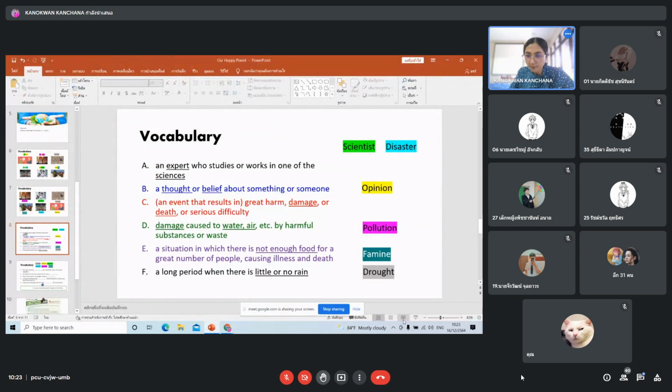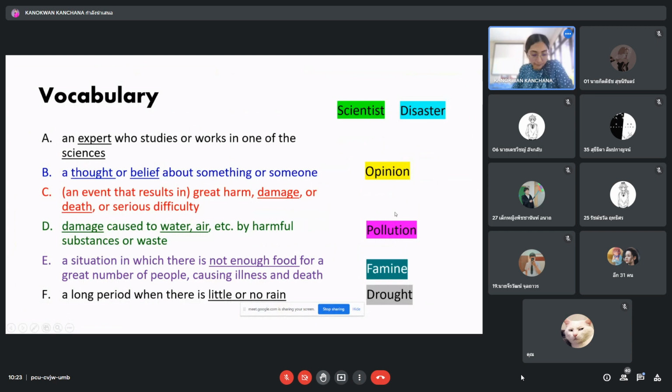Opinion. Right now, everyone, if we're talking about thought or belief, that you believe in something and you are super sure that it is true, that is opinion. But talking about damage, something harmful that was ruined or is ruined, that is pollution.